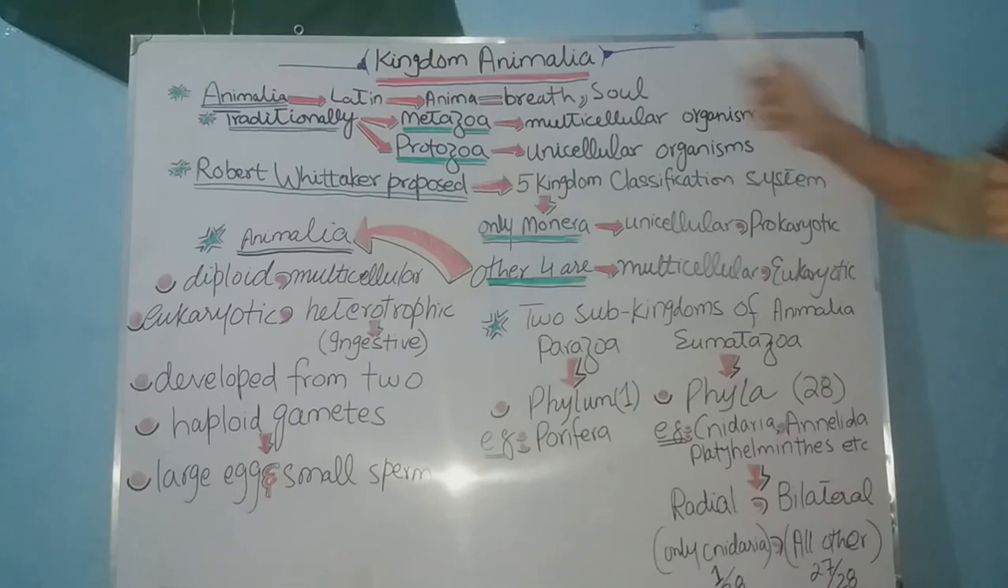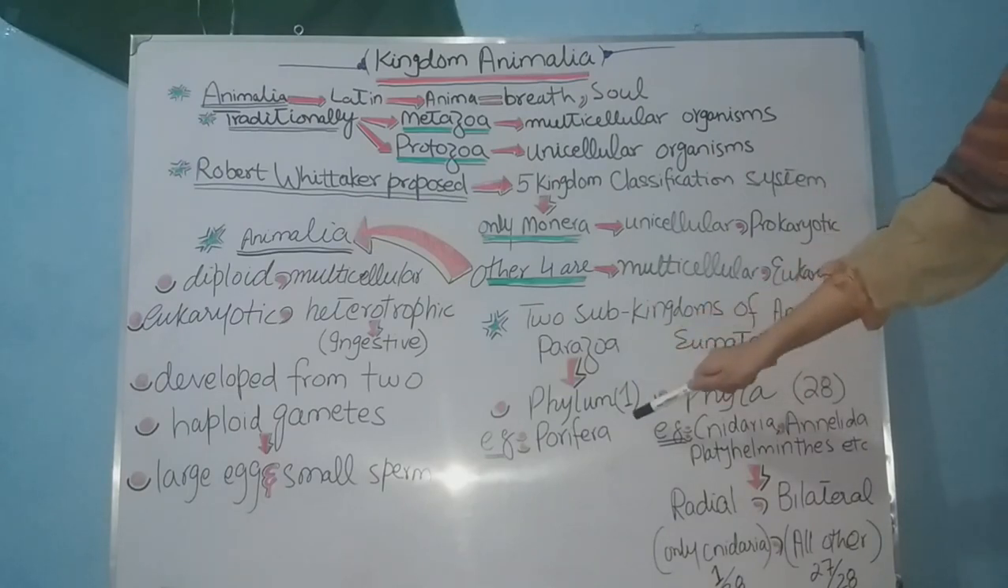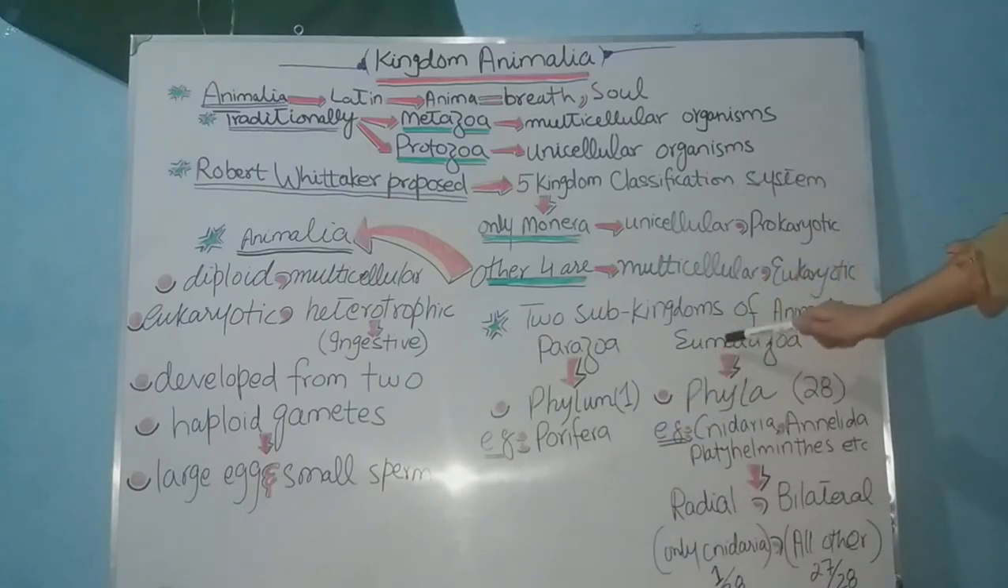In kingdom Animalia, a total of 29 phyla are present. As it has been divided into two sub-kingdoms, the sub-kingdom Parazoa contains only one phylum, which is Porifera, while the sub-kingdom Eumetazoa contains the remaining 28 phyla. Examples of these phyla are Cnidaria, Annelida, Platyhelminthes, Arthropoda, etc.